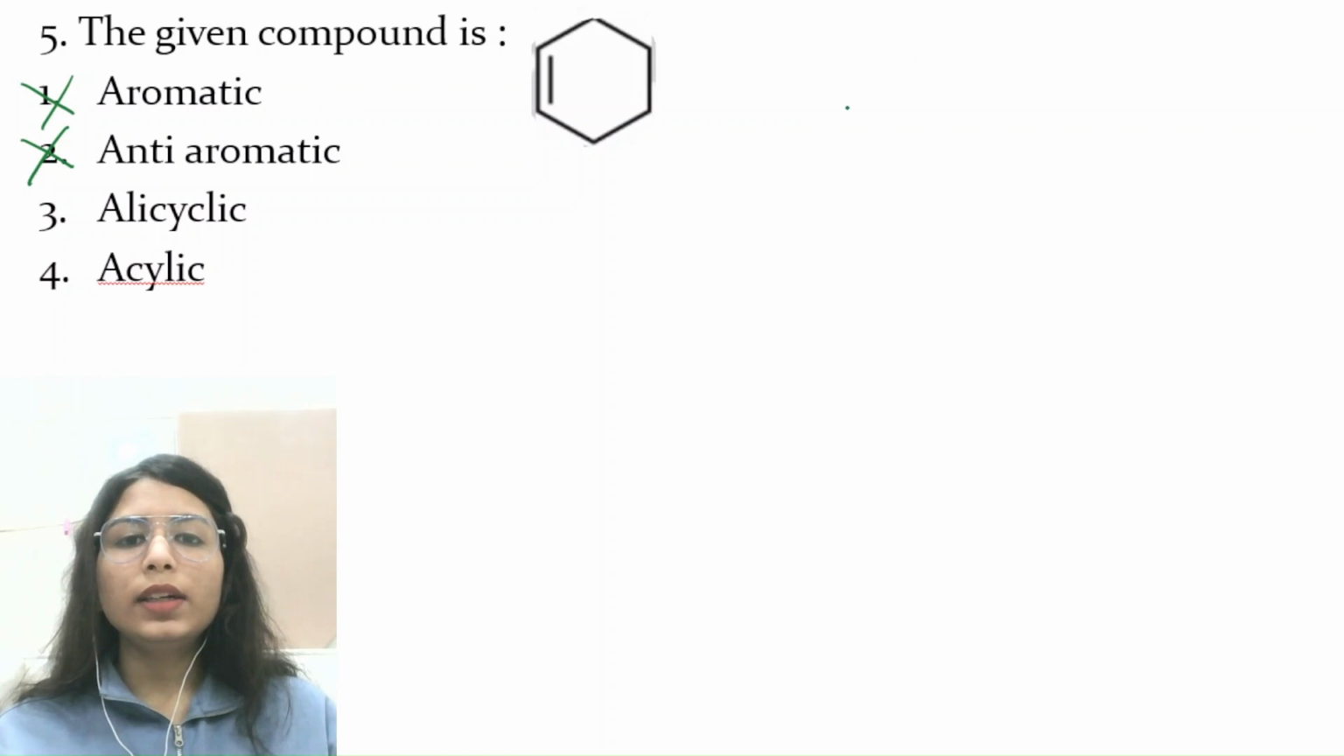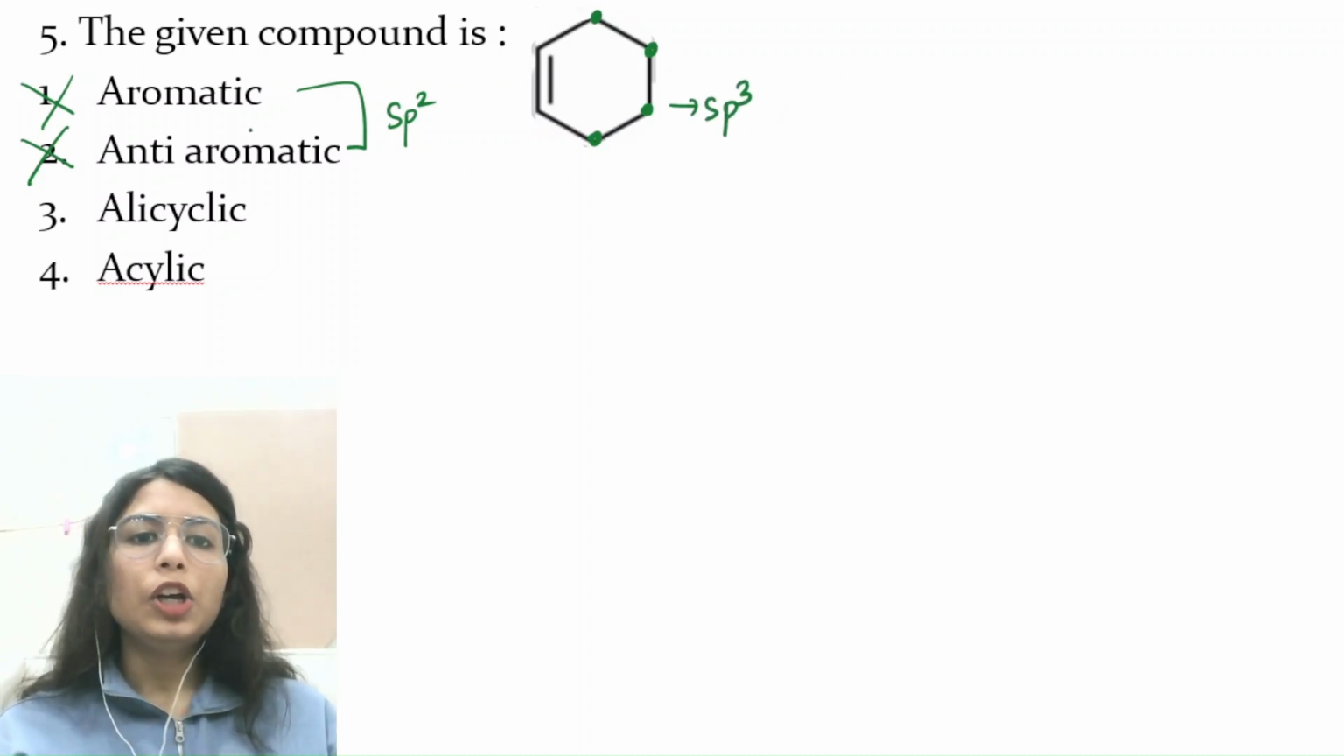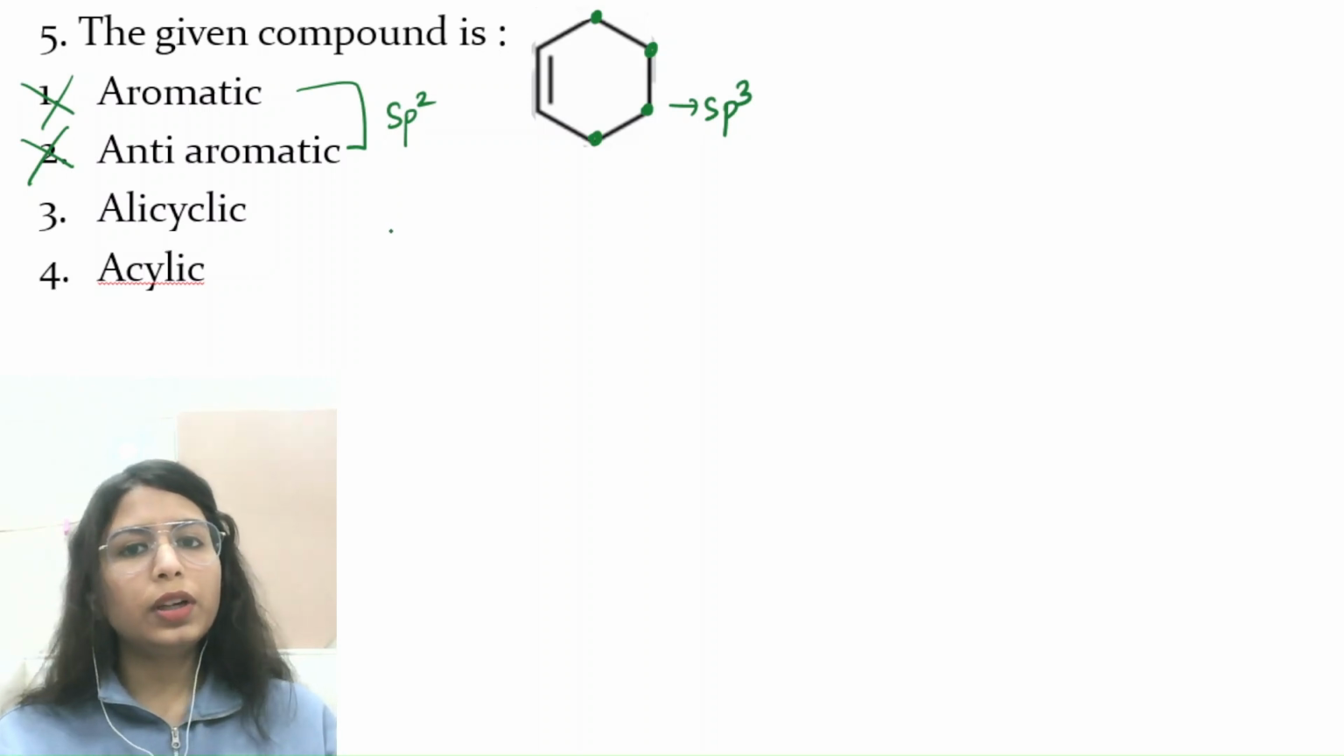Why? Because in order to be aromatic or anti-aromatic, all the atoms must be sp2 hybridized. All of the elements must be sp2 hybridized. These 4 are sp3 hybridized. This structure is not planar, right? So you cannot classify them as aromatic or anti-aromatic. Those only apply to compounds which are planar in nature, where all the atoms are sp2 hybridized.